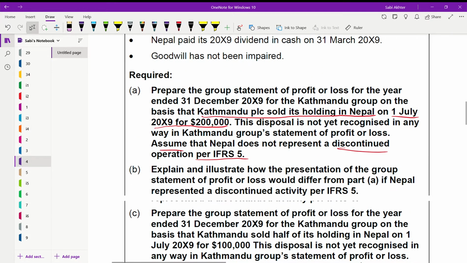Now B. You have to explain as well as illustrate. Illustrate means you have to show through calculations and all, or maybe you have to show the presentation. How the presentation of the group statement of profit and loss would differ from Part A if Nepal represented a discontinued activity per IFRS 5.